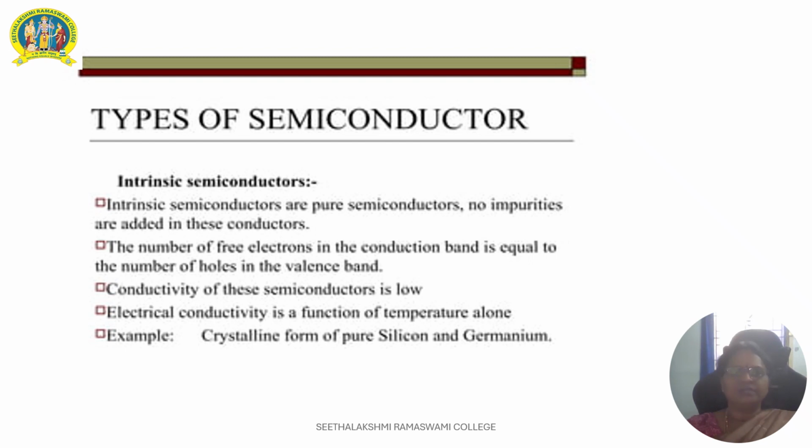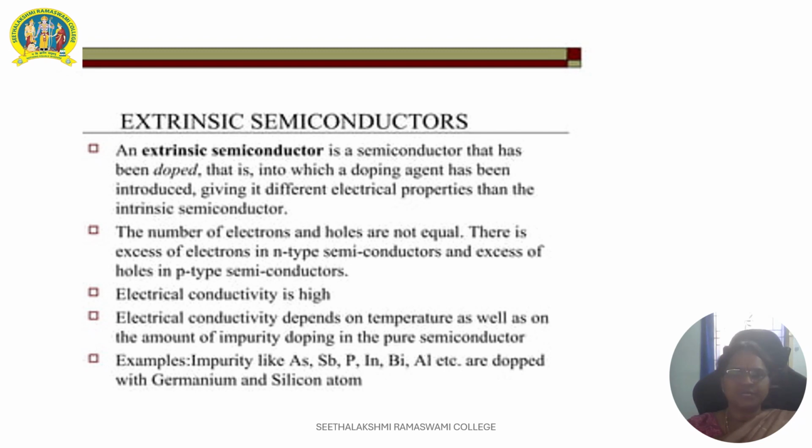First one, intrinsic semiconductors. Intrinsic semiconductors are pure form of semiconductors, that is, there are no impurities added in these semiconductors. The number of free electrons in the conduction band is equal to the number of holes in the valence band. Conductivity of these semiconductors is low. Electrical conductivity is a function of temperature alone. For example, crystalline form of pure silicon and germanium.